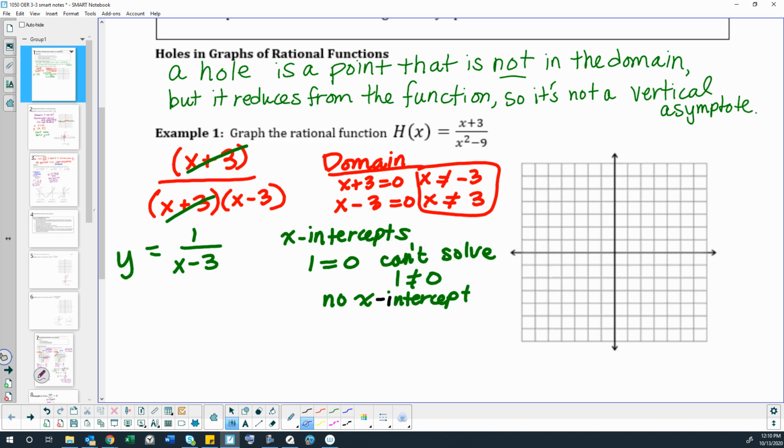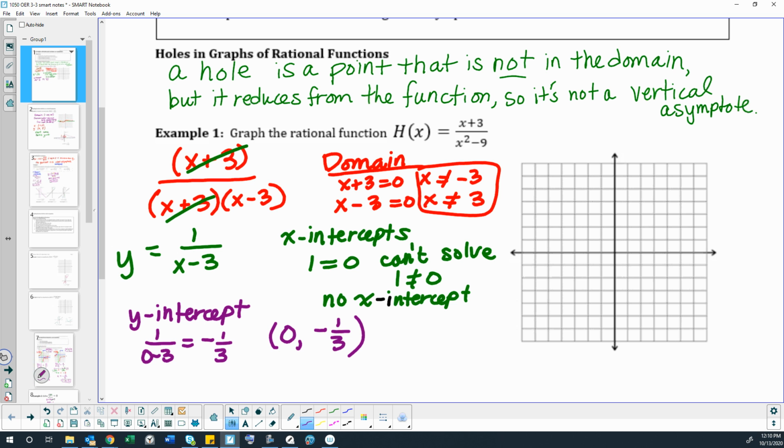Okay, so then for our y-intercepts, we're just going to plug 0 in for everything. So 1 over 0 minus 3 gives us negative 1/3. So in other words, our y-intercept is when x equals 0, because that's what we plugged in, y equals negative 1/3.